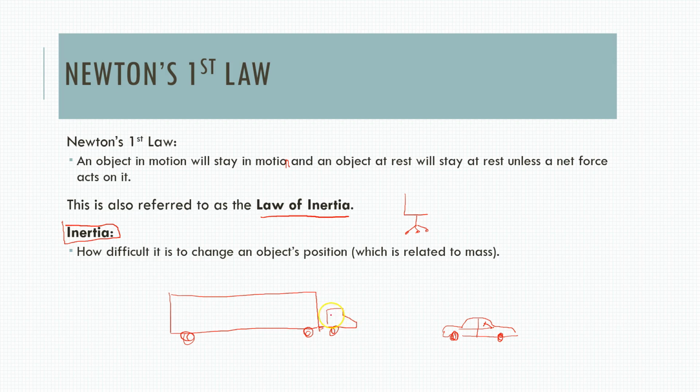To get this big truck moving down the road, if you ever get behind one, they speed up really slow and it seems like it takes them forever to get going, because it's hard to get that much mass moving. Whereas this car can speed up a lot quicker because it's so small. Likewise, it's really hard to bring this truck to a stop. They need more stopping distance because they're so heavy, whereas this car needs less distance. So this truck has more inertia, the car has less inertia.